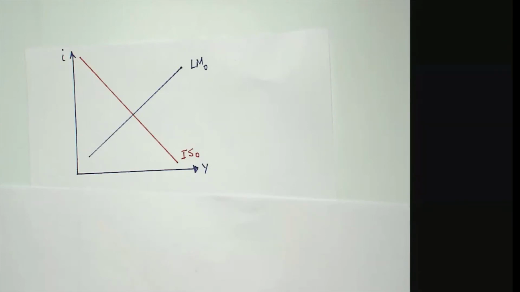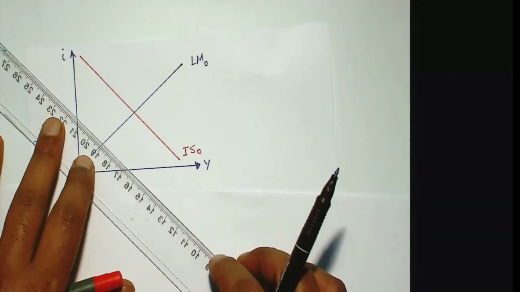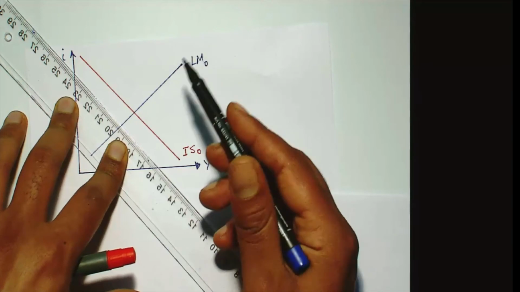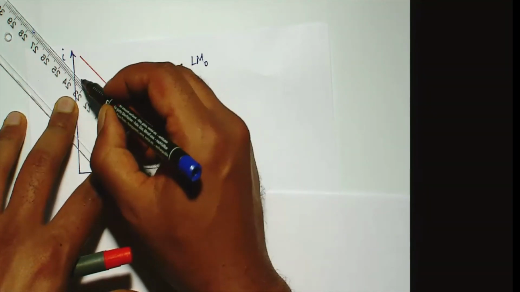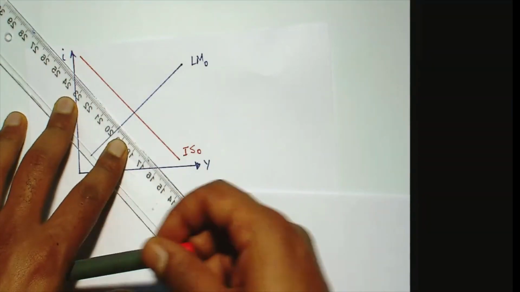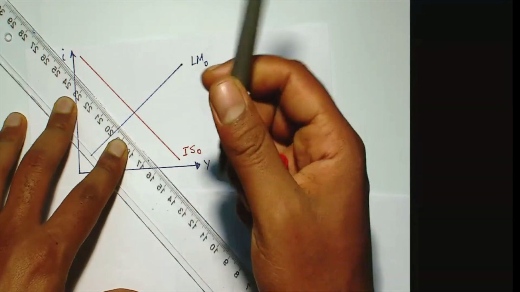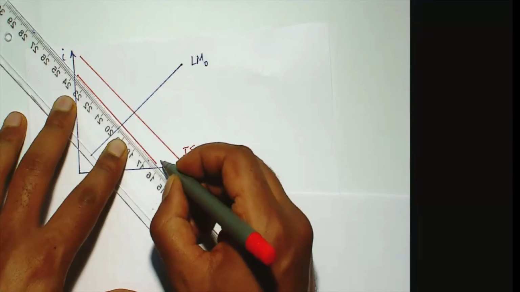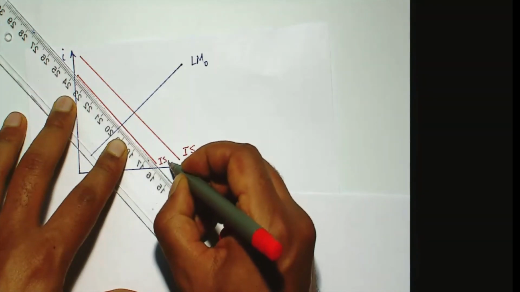That is to say, our autonomous component of consumption is decreasing. So we are still talking about consumption, and we are still on the goods market. So our IS curve would be impacted. If our autonomous component of consumption declined, we would have a leftward shift of the IS curve, which would give us IS1.